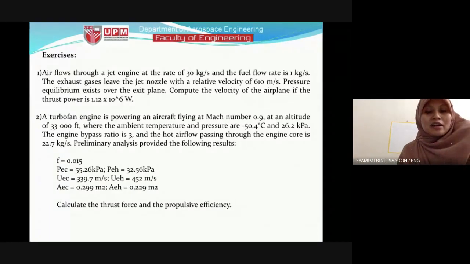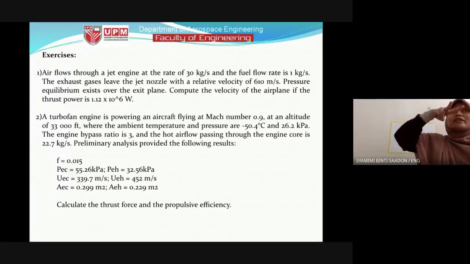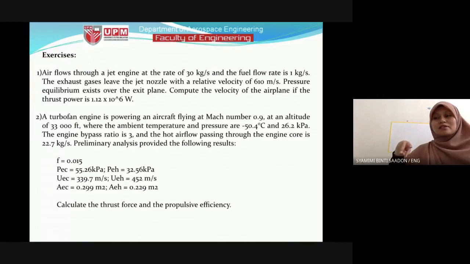Sometimes for a turbofan engine there are two types of exhaust: mixed exhaust, or separate exhaust. Here it is a separate exhaust because we have different values for the cold and hot exit. So there are different types of turbofan engine exhaust. And then UEC is the exit velocity from the bypass duct airflow, and UEH is from the core engine.